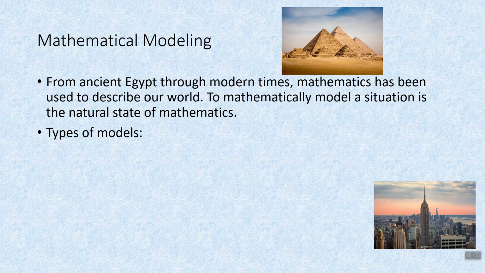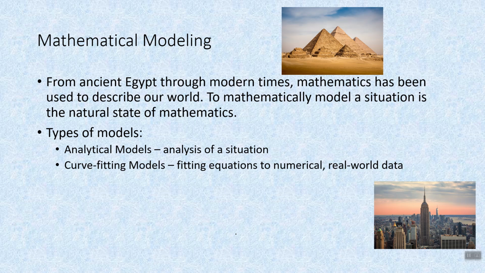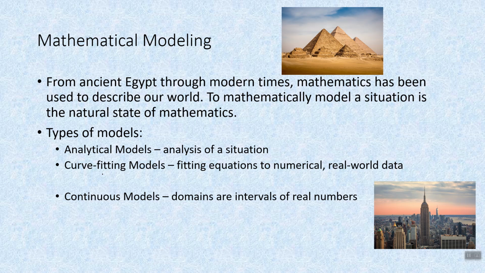And we have types of models, and we have kind of two models each. We have analytical models, where we take a look at a situation and we create a mathematical model based on that. We also have curve-fitting models, where we fit equations to numerical real-world data. So on one, we might be looking at a situation, sketching something to go from that, maybe like a geometric model. Whereas if we have data as an output, we can find an equation to model it in curve-fitting models and possibly predict the future. It's what a lot of weather meteorology does.